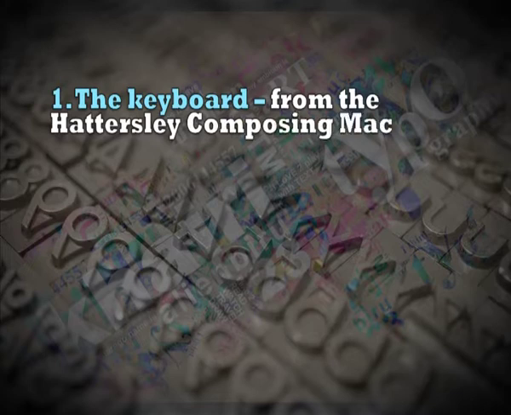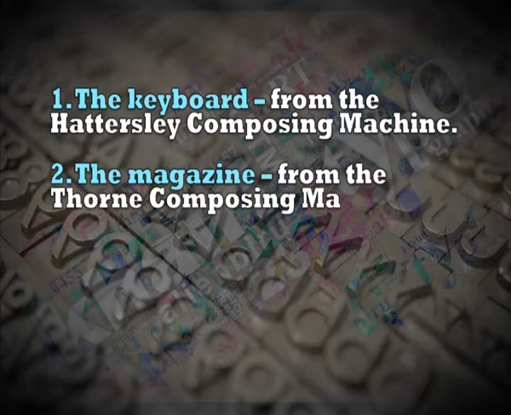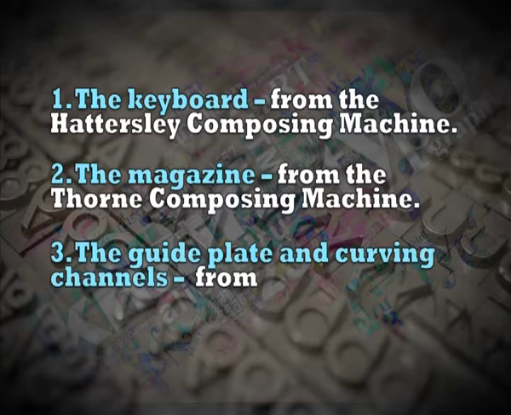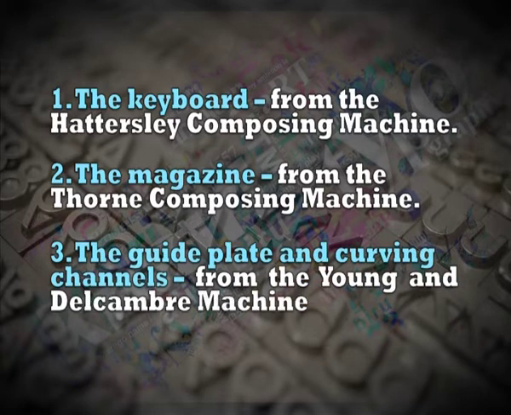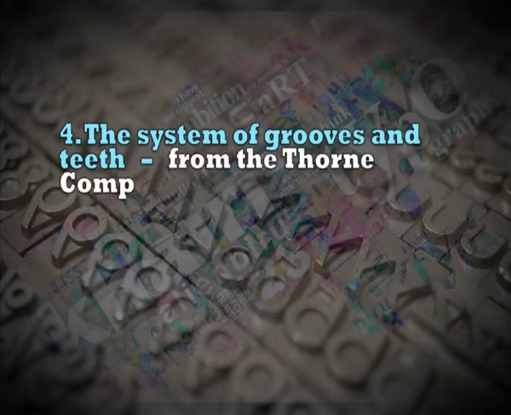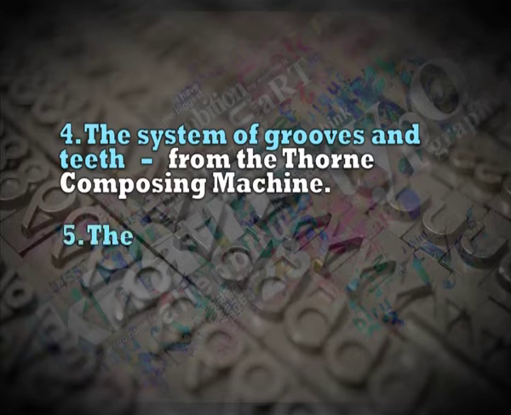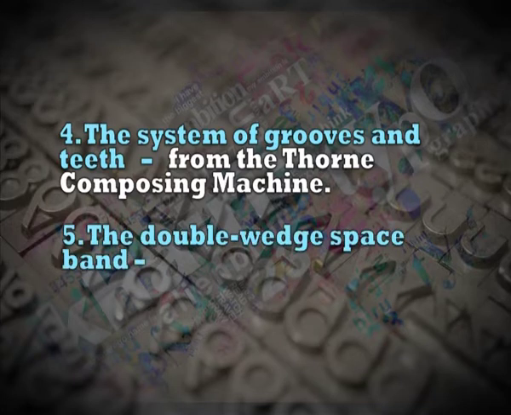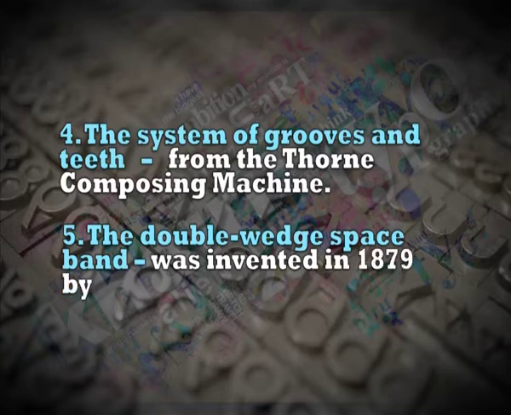The idea of circulating matrices was Mergenthaler's, but the following is a list of ideas that he borrowed. Number 1. The keyboard from Hattersley's composing machine. Number 2. The magazine from the Thorne composing machine. Number 3. The guide plate and curving channels from the Young and Delcambre machine. Number 4. The system of grooves and teeth from the Thorne composing machine. Number 5. The double wedge space band was invented in 1879 by J.W.